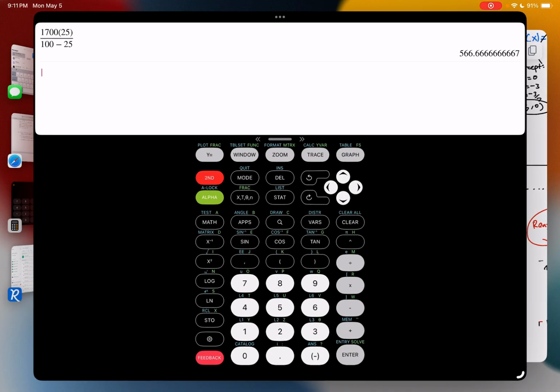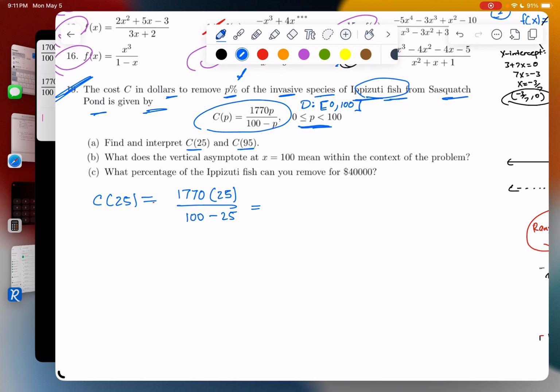So let's go back and fix that. I can just copy and paste that again and change that to 1770. There, 590. So this would be 590. So what this means is it's going to cost us $590 to remove 25% of the Ipazuti fish in Sasquatch Pond.